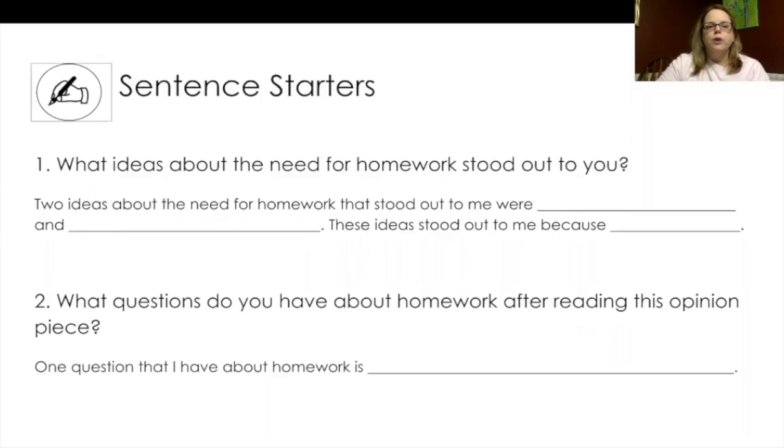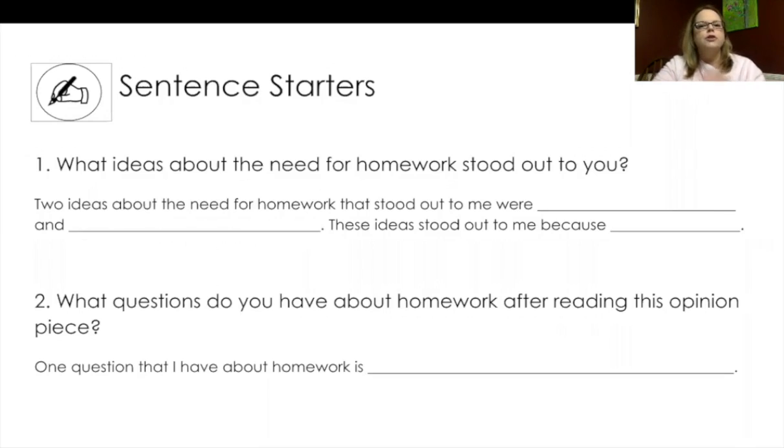So Thursday, the questions were, what ideas about the need for homework stood out to you? So remember our sentence starters. If you need to go back and answer these using the sentence starters now that we've read the text, you can. So two ideas about the need for homework that stood out to me were, one, she gives homework to help save time in class. And two, the homework prepares kids for life later, or at college, or maybe at another job.